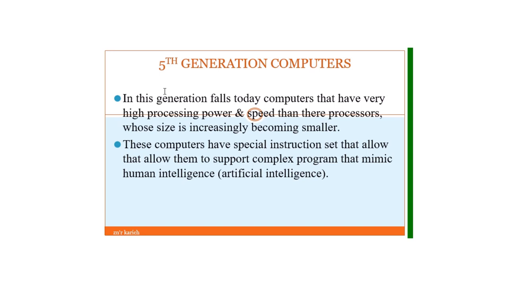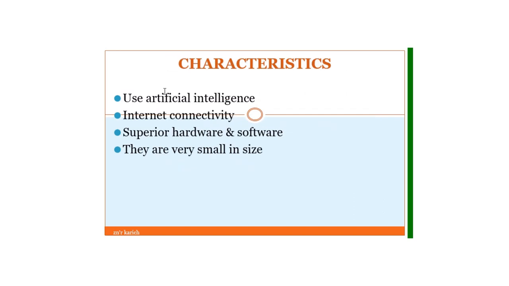The fifth generation, which is the generation of today's computers, has very high processing power and speed compared to the previous computers. These computers have a special instruction set that allows them to support complex programs that mimic human intelligence, what we call artificial intelligence. The characteristics they use in artificial intelligence include internet connectivity and superior hardware and software. They are very small in size.